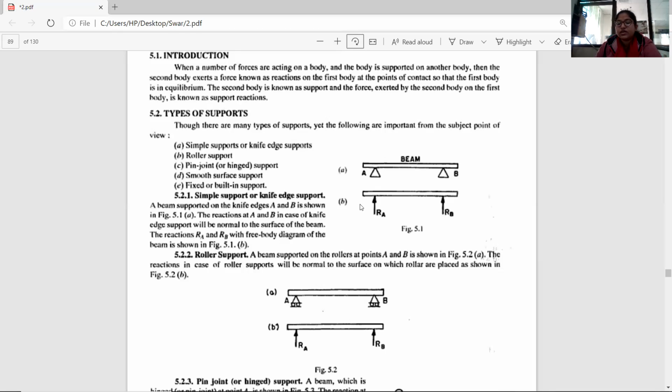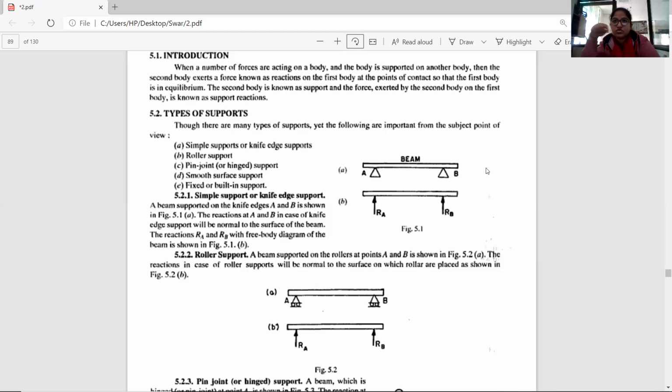This is my structure, and this is my free body diagram, which we draw after we simplify the body into this form. Okay, so this is my simple support. In this simple support, A and B are my knife edge supports, and the reaction will be normal to this beam.